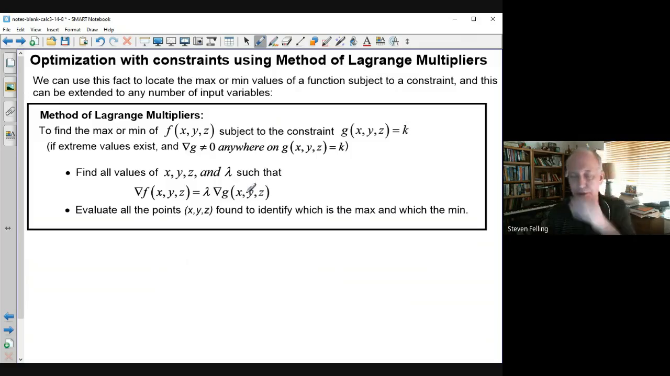Okay, now there's some issues with the constraint. The constraint has to be some sort of a function that uses the same values as the domain for the function, so x, y, z, right? And you have to be able to express it as some function of x, y, z equal to a constant. So a constant on the right side, but this can be anything. It can be trig functions, polynomials, rational functions, anything, right? And then the only other constraint is that the gradient has to be non-zero anywhere over the region of consideration. Okay, so we can use that to find the max.